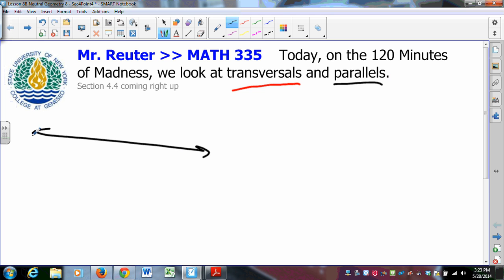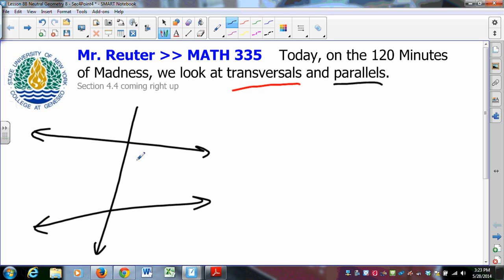If I have two lines, not necessarily parallel, and there's a third line that intersects those two lines, that is called a transversal. When the transversal comes through those two lines, you get a whole bunch of angles. The angles in blue are called interior angles. The angles in red are called exterior angles.